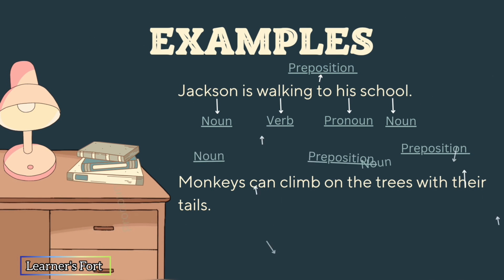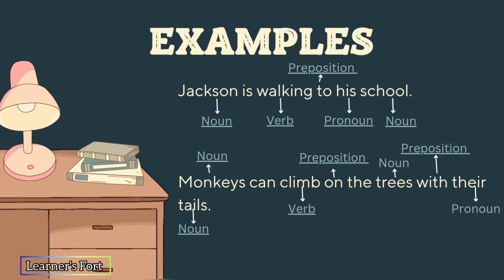Okay, now let's have a look at some examples using the parts of speech. First one is: Jackson is walking to his school. Let's identify the parts of speech in the sentence. Jackson here is a noun. Jackson is the name of a person, so it's a noun. Walking is an action. This word is showing that the person is doing some action. So an action word is basically a verb. So walking is a verb.